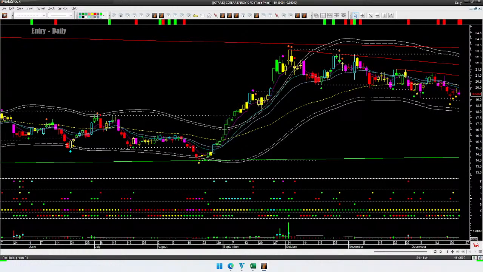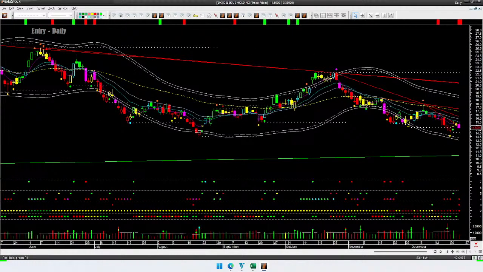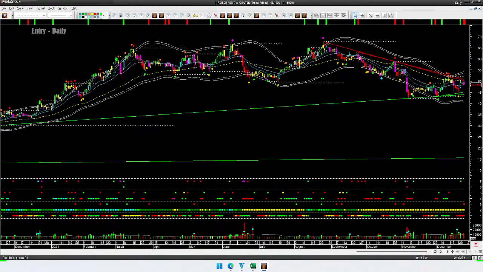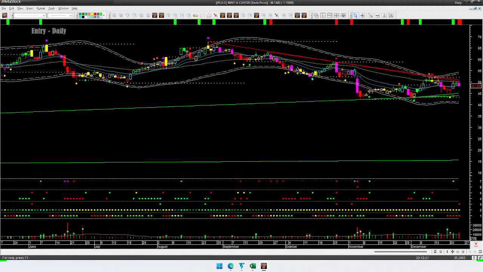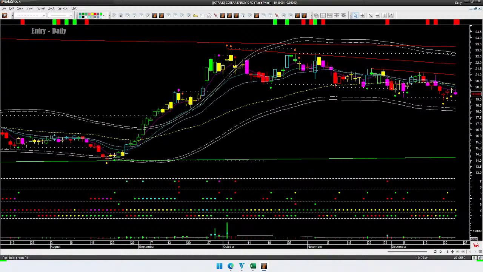CTRA, this is in a downtrend, so I'll come back to this. DK, this is in a downtrend, I'll come back to this. Gdrx, this is in a downtrend, I'll come back to this. RCII, in a downtrend and also inside a range, but at the upper edge of the range. This could also be a shorting opportunity. I'll come back to this. Then we are back to CTRA.